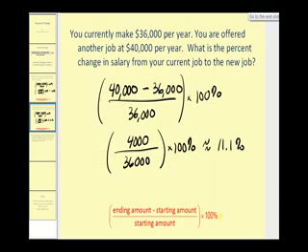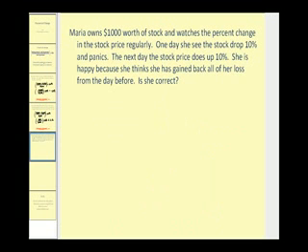Now there's one more thing I want to discuss. Let's take a look at this situation. Maria owns $1,000 worth of stock and watches the percent change in the stock price regularly. One day she sees the stock price drop 10% and panics. The next day, the stock price goes up 10%. She is happy because she thinks she has gained back all of her loss from the day before. Is she correct? It may seem that if it drops 10% and then increases 10%, the net change would be 0. But let's take a closer look at this.